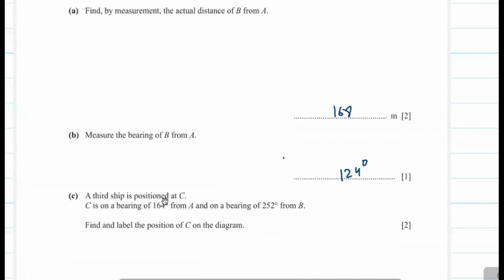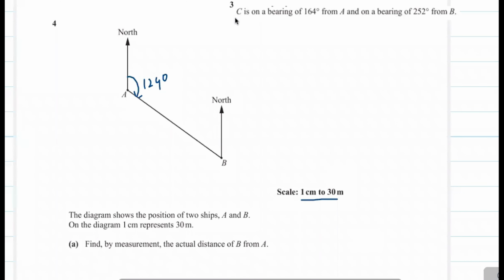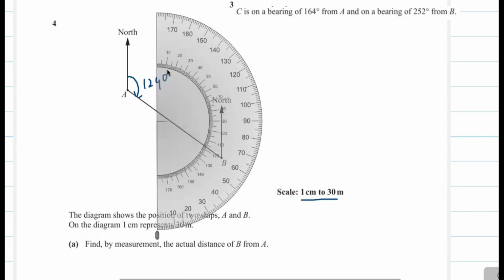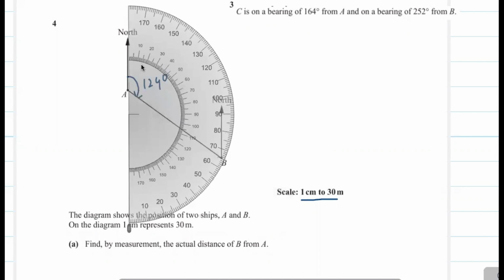If third shape is positioned at C, on the bearing of 124 degree from A and on a bearing of 252 degree from B, find and label the position of C on the diagram. Now to find the position of C, firstly we mark the point C on the bearing of 164 degree from A. Therefore, we take the angle from the north at A to 164 degree in clockwise direction.